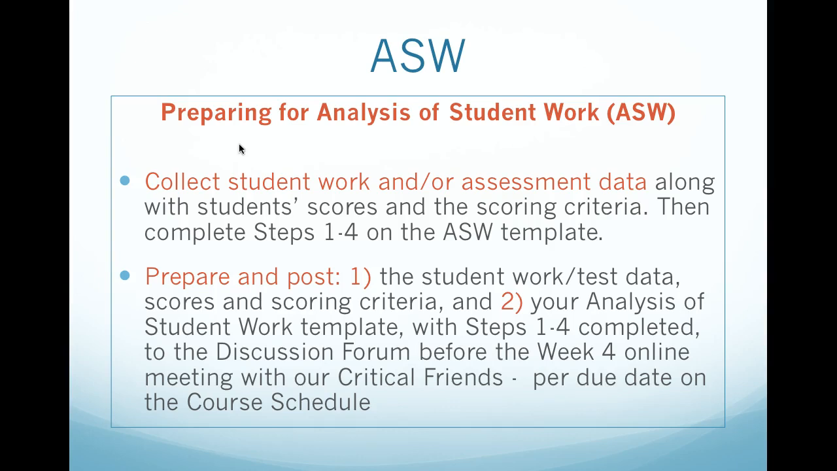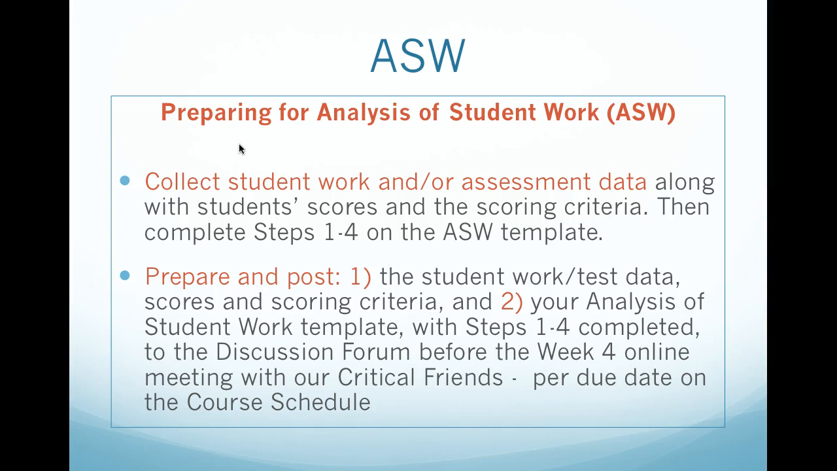New subject, new topic. I'm going to go over this quickly because you're just doing the first 4 steps. You're going to begin your analysis of student work with actual student samples. You're going to collect student work and assessment data along with student scores and the scoring criteria, and then complete steps 1 through 4 on the ASW template. I'll talk more about that in the online class as well. Prepare and post the student work test data and scores to the discussion forum, and your analysis of student work template with steps 1 through 4 completed in the discussion forum.